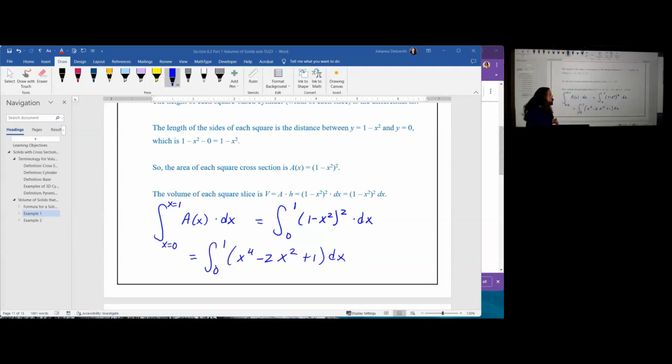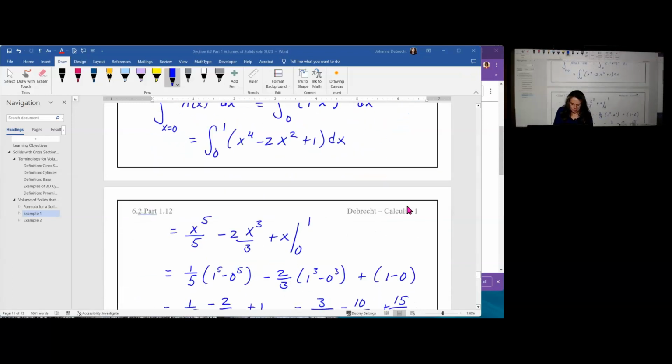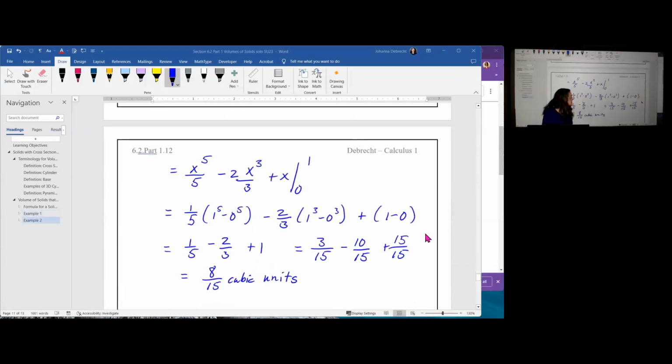So let's see how we did. The first thing that I would do would be to go ahead and multiply out the binomial square. This gives you x to the fourth minus 2x squared plus 1 as the new integrand. Then you can simply apply the power rule. When you apply the power rule, you get x to the fifth divided by 5 minus 2x cubed divided by 3 plus x, evaluated between 0 and 1.